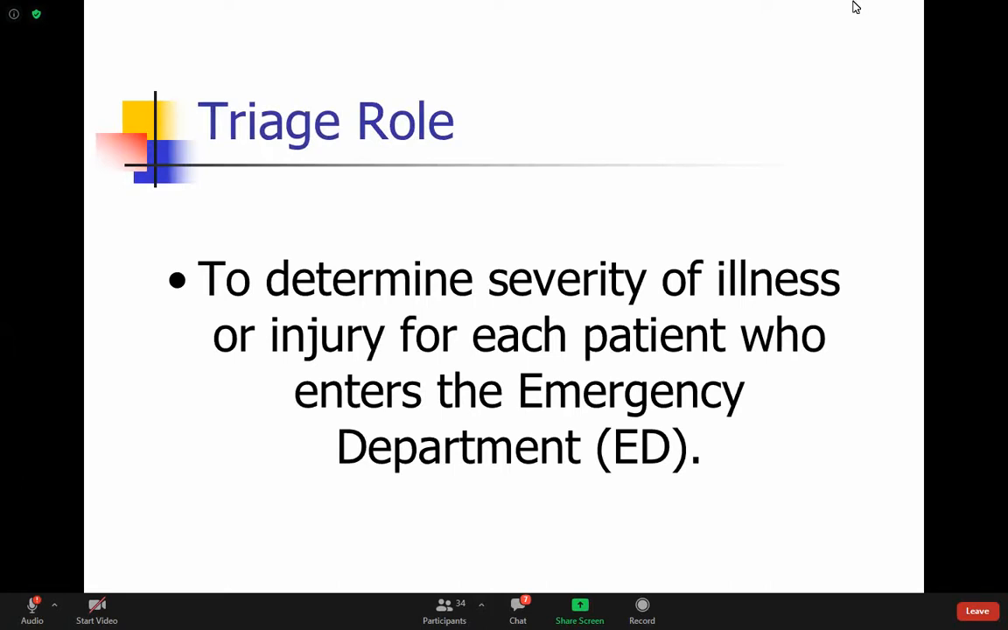So the triage role is basically to determine the severity of illness or injury for each patient who enters the emergency department. So every single patient will need to be triaged before entering the emergency department.